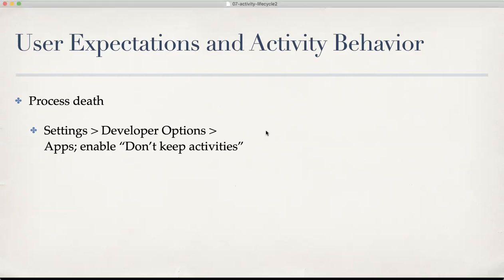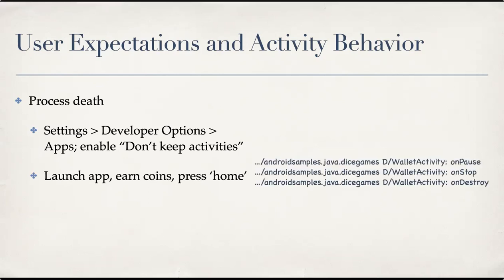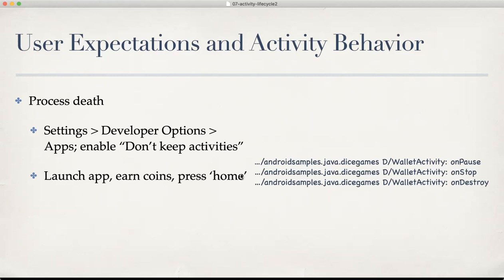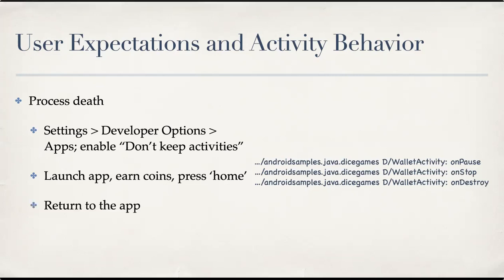All right. Next, do the same thing. Launch the app, earn some coins, press home, and you'll see onCreate, onStart, onResume, but then immediately onPause, onStop, and onDestroy. So your app is destroyed at this point. You return to the app, you won't find it in the recent screen, so go to the home screen and click the icon. You return to the app that way, and then what does the user expect?